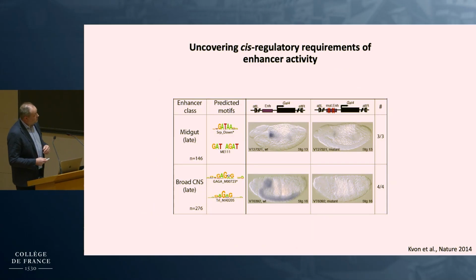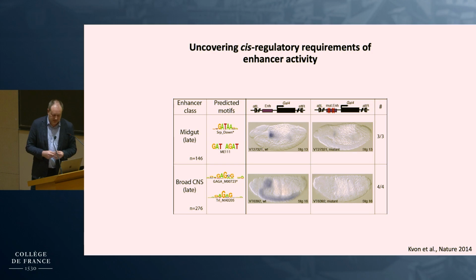And here I show you only 2 examples where in 3 out of 3 different midgut enhancers, mutating this short GATA motif led to a loss of enhancer activity. And similarly, in 4 out of 4 different central nervous system enhancers, the mutation of these Trl or GAGA motifs again led to a loss of enhancer activity.